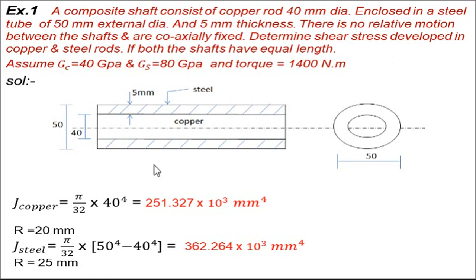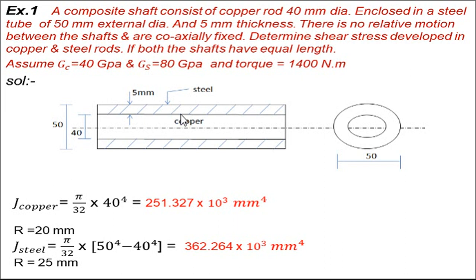First of all, we are going to find the polar moment of inertia about the longitudinal axis. Normally we consider the longitudinal axis as the ZZ axis, so we will find the polar moment of inertia for the longitudinal axis.